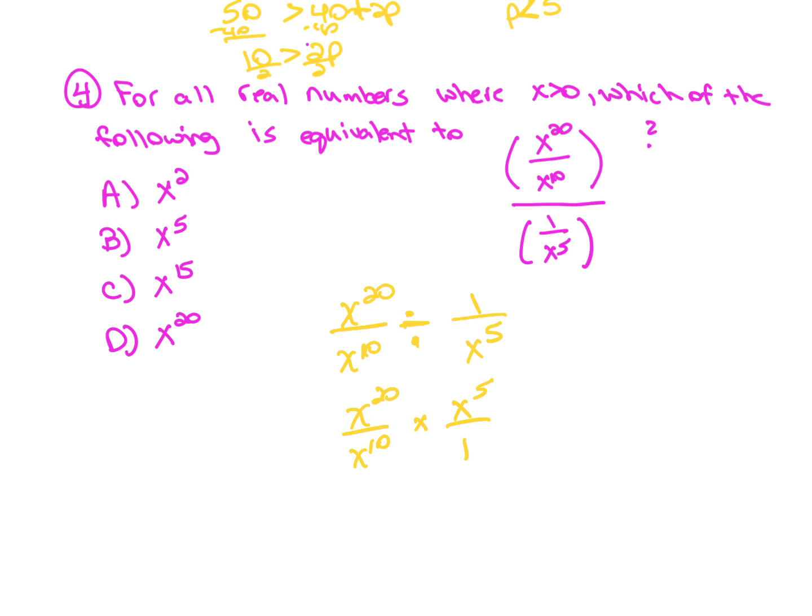Now, on the left-hand side, x to the 20th divided by x to the 10th, when you divide with exponents, you just subtract your exponents. So that would just be x to the 20 minus 10, which is 10. And then it's times x to the 5th. Now, when you're multiplying, you add your exponents. So you keep your base, and 10 plus 5 is 15. So my solution to this is just x to the 15th power, which is C.